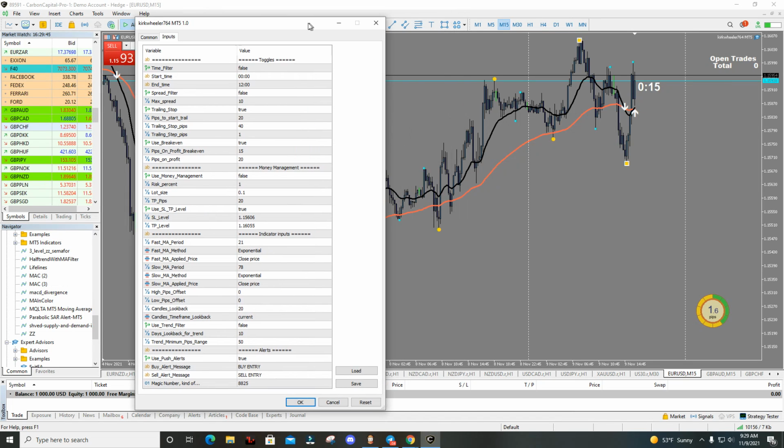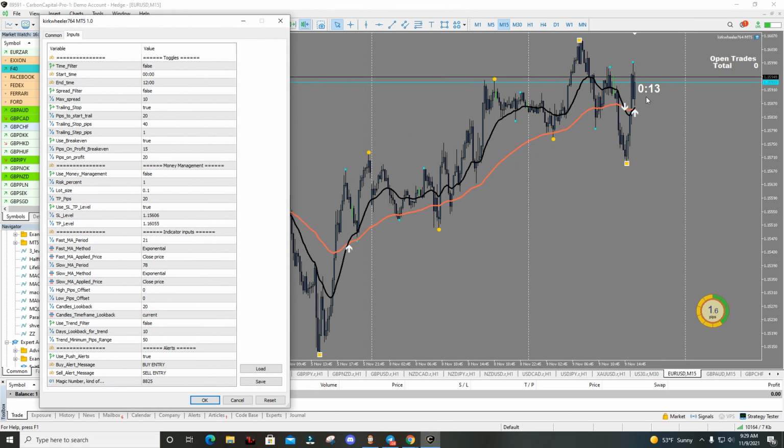Okay, I'm just testing this real quick. We've got about 18 seconds. We're in an uptrend. It should open this trade when the 21, 20 crosses, and enter the stop loss and take profit. Let's see if it opens and executes.